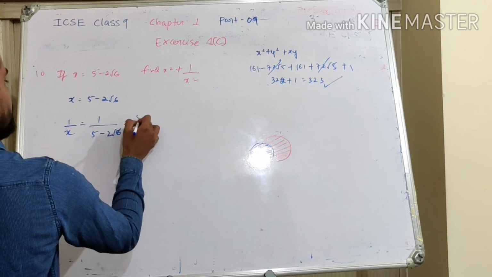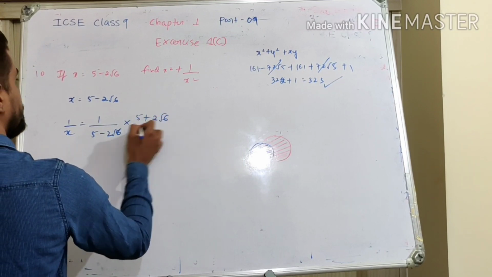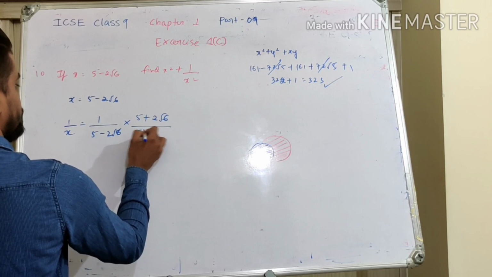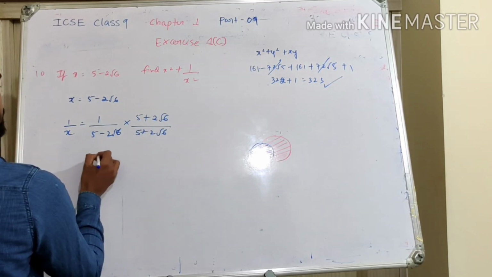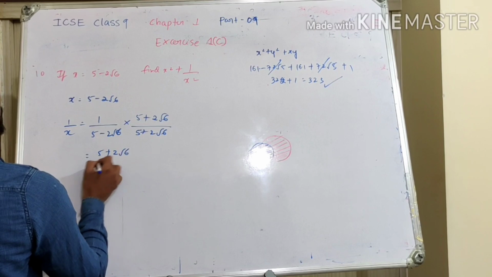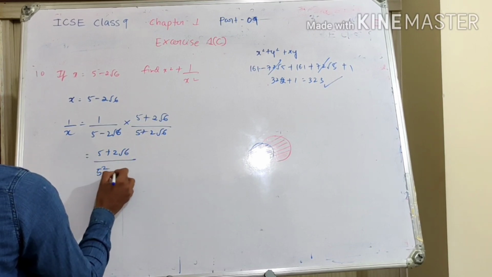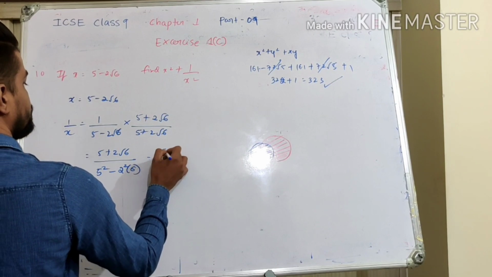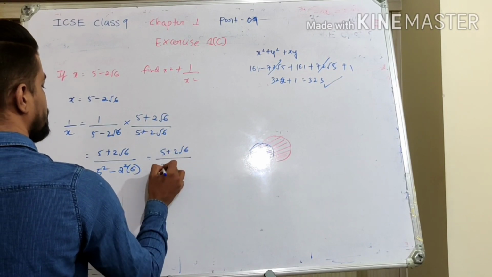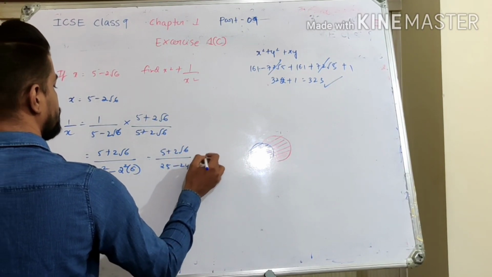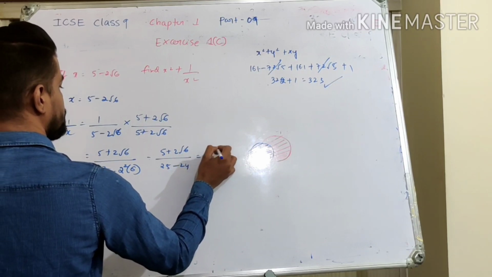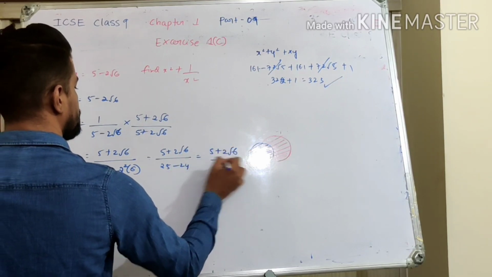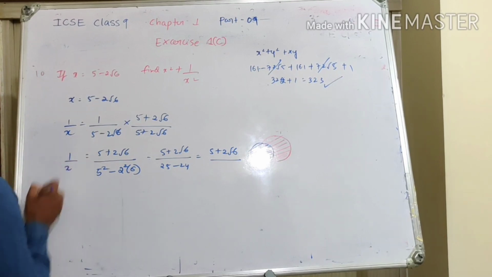So we multiply denominator and numerator by the rationalization factor to make it simple. Okay, we end up with 5 plus 2 root 6 divided by 5 square minus 2 square into 6. I think this ends up with 5 plus 2 root 6 divided by 25 minus 24, that is 1 by x is 5 plus 2 root 6. That is 1 by x now.